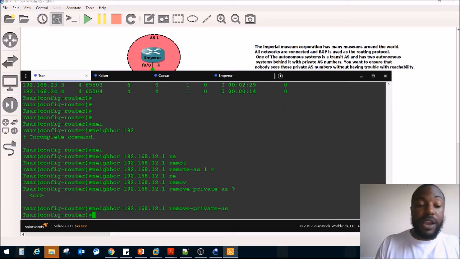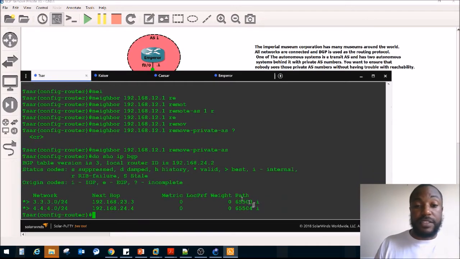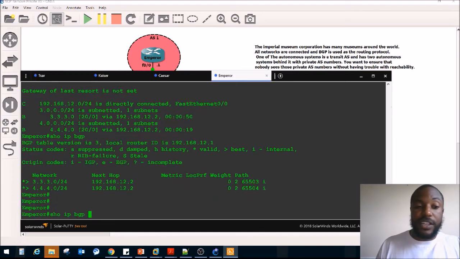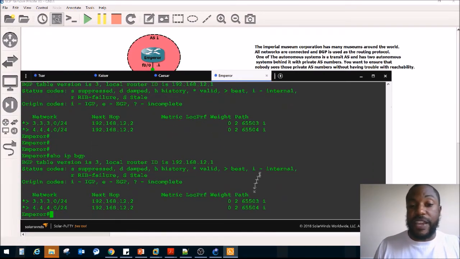So now to remove the private AS, let's take a look at the BGP table. It's still there, right? Well, that's because we're looking at ZAR. Duh. Let's go to Emperor and see if we can see it now. Show IP BGP. It's still there. Why is it still there? We need to reset our BGP process.